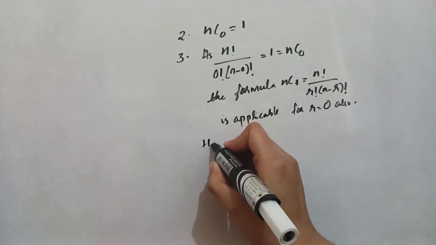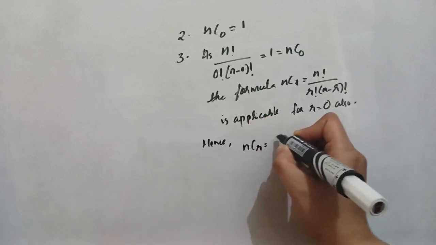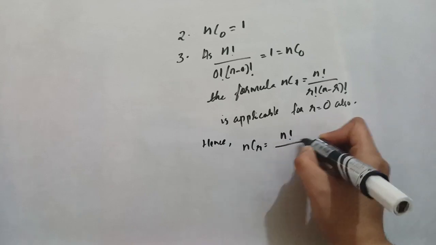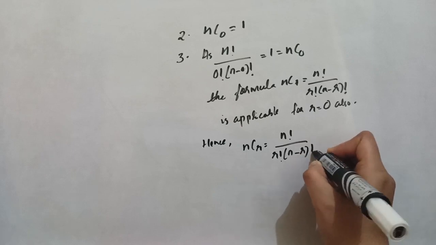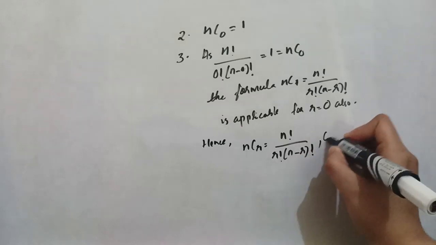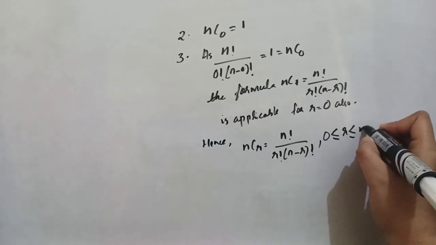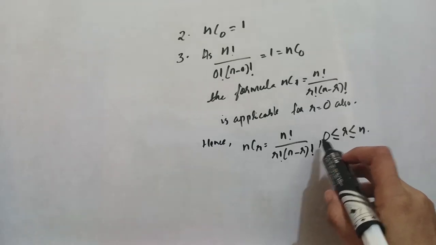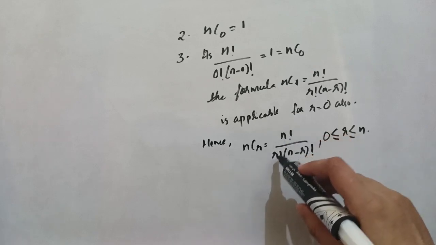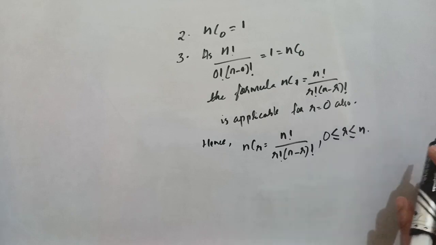Hence, nCr equals n factorial divided by r factorial into n minus r factorial, where 0 is less than or equal to r, less than or equal to n. That is, in the previous explanation we wrote nCr equals n factorial by r factorial into n minus r factorial, where 0 is less than r, less than or equal to n.